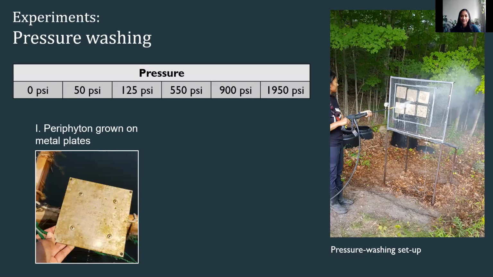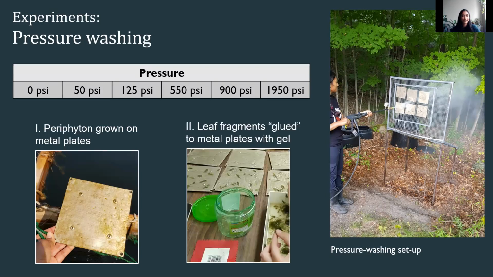We had 2 types of experiments. The first consisted of periphyton, which was grown on metal tiles immersed in the lake for 3 weeks. And the second involved plant fragments, which were manually attached to metal tiles using water-soluble hair gel. We washed the tiles placed both vertically and at an angle on this metal frame that you can see here.